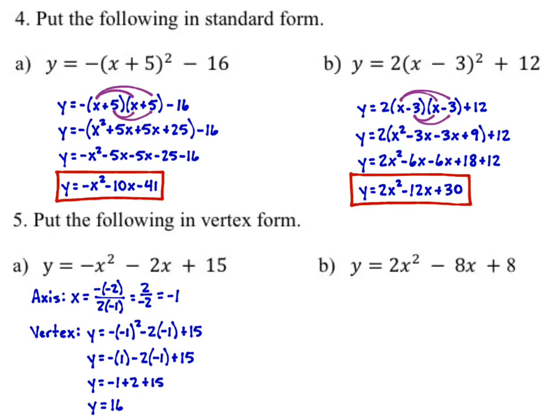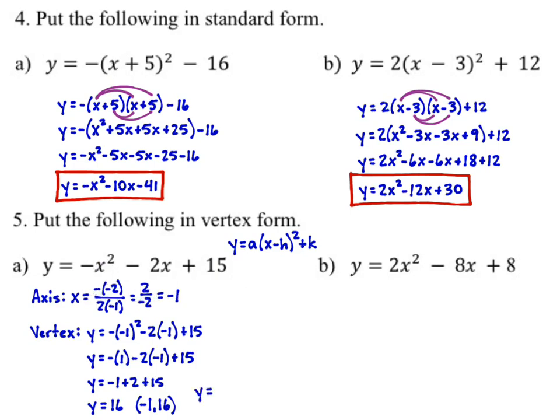So our vertex is going to be negative 1 comma 16. From here, we're going to plug it into our vertex form. And again, our vertex form is a times x minus h squared plus k, and h and k are our vertex. The a value here is the same as the a value that I started with. So the a value is negative 1.